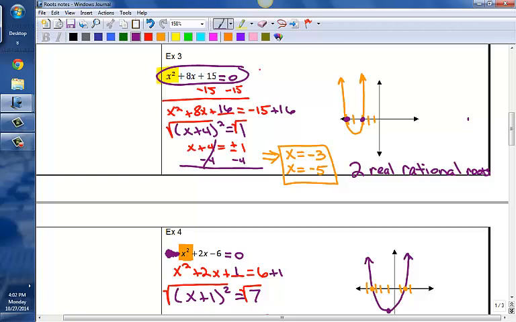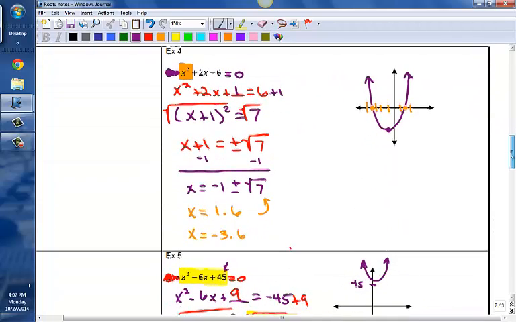There's 2 of them because it crosses twice. They're real because I can really touch a -3 and a -5 on the graph. They're rational because I can write them as a fraction. Remember, -3 over 1 and -5 over 1? Hey, that's a fraction, right? And they're roots because that's what we've been studying.